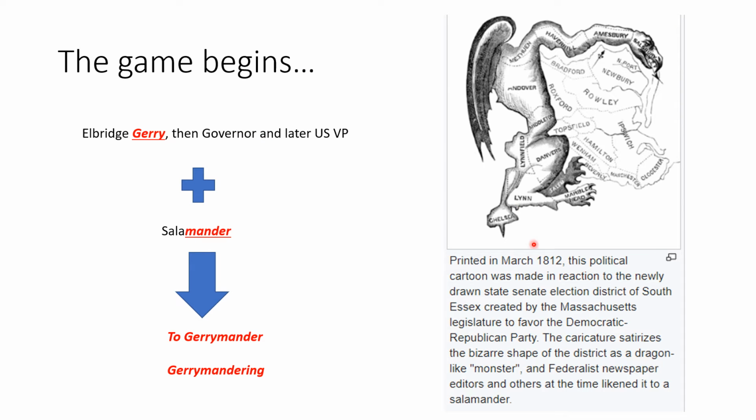This game began in 1812, where the governor of Massachusetts, Elbridge Gerry, signed a bill where things could be redistricted, and a single district was created shaped like this monster. Now, that was successful because it created a favor for his party, the Democrat-Republican Party. And so they took his last name, Gerry, and they thought the district looked like a salamander, and that became to gerrymander, or gerrymandering.